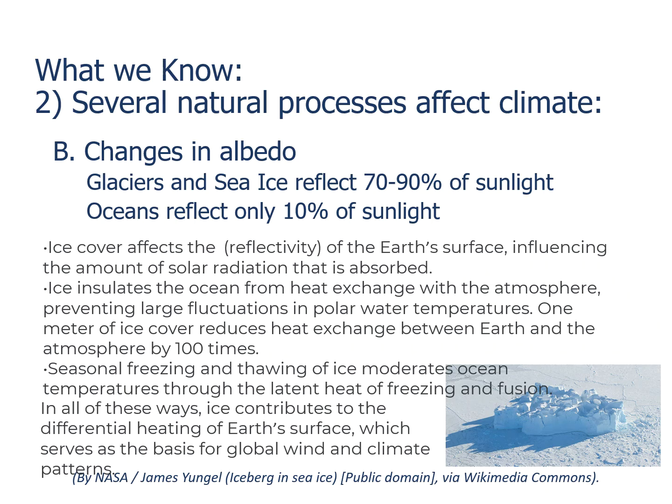So the ice also insulates the ocean from heat exchange with the atmosphere. And the seasonal freezing and thawing helps to moderate the temperature through the latent heat of freezing and the latent heat of fusion. So in all of these ways, having ice covering a portion of the ocean contributes to this differential heating of the Earth's surface and helps to keep it at a cooler temperature. As climate warms, then we lose that potential to reflect some of the sunlight back.